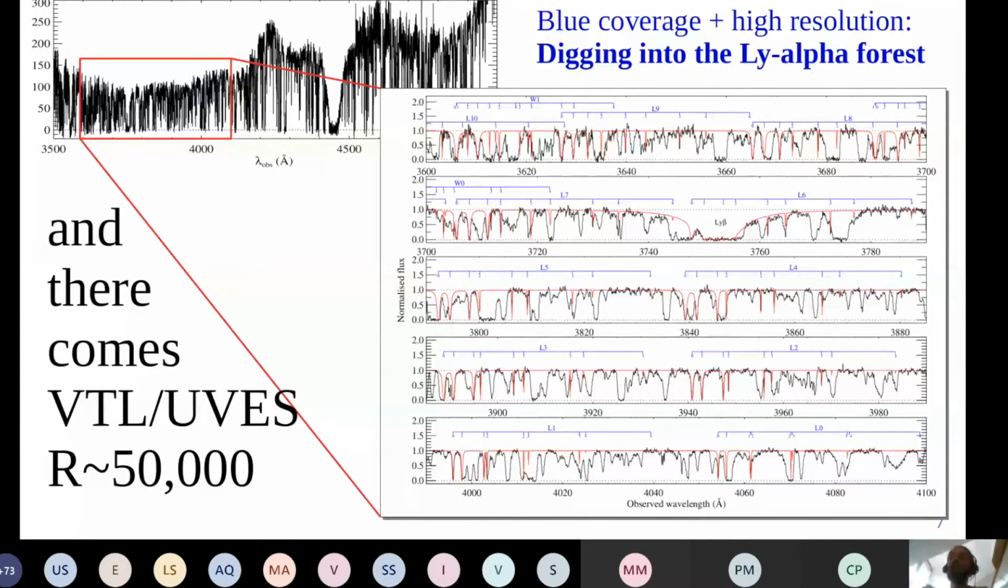You see L0, L1, all these are the Lyman bands, and W are the Werner bands. And the small numbers below each band are the rotational levels of these molecules. I will come back to this in a moment. But here there is absolutely no doubt, and you can really detect H2 with very high confidence, thanks to UVES.